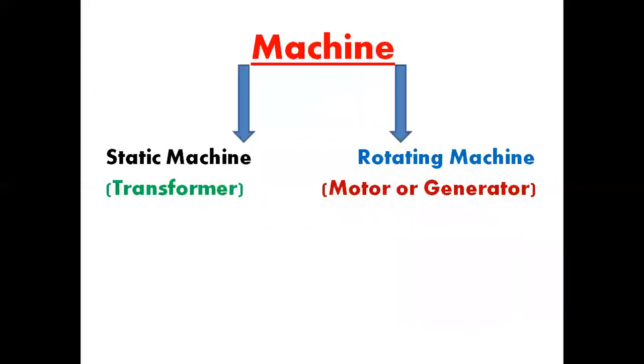Next, machines. There are two types: static machines and rotating machines. A static machine means a transformer, and a rotating machine means a motor or generator. The efficiency of a static machine is high as compared to a rotating machine.